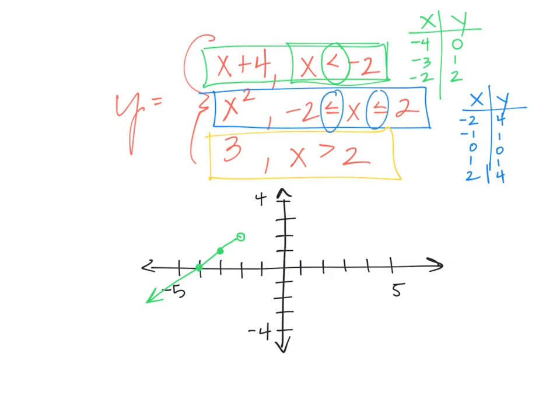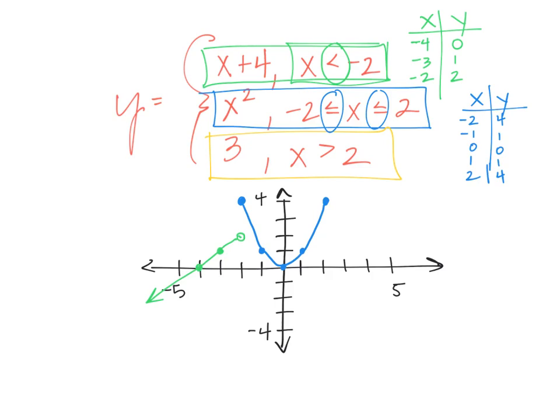Both of these have equal to's, so that means I will include that point and have solid dots. So I have -2, 4, -1, 1, 0, 0, 1, 1, and 2, 4. Now notice when I draw this, I don't have arrowheads going in either direction, and that's because my domain is a very small part of the graph. It's only from -2 to 2. It does not extend any further.